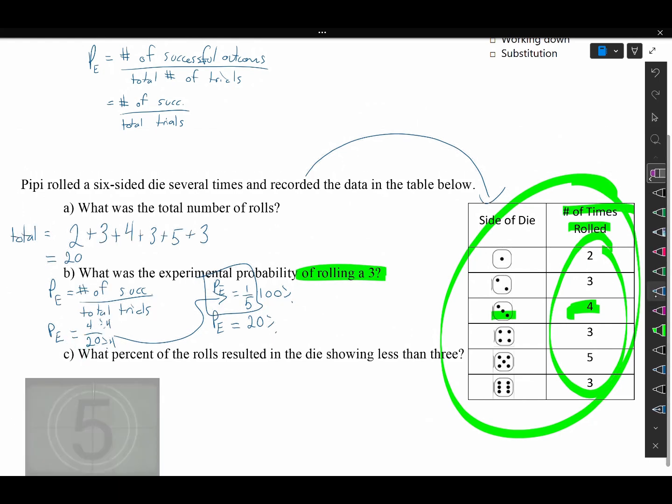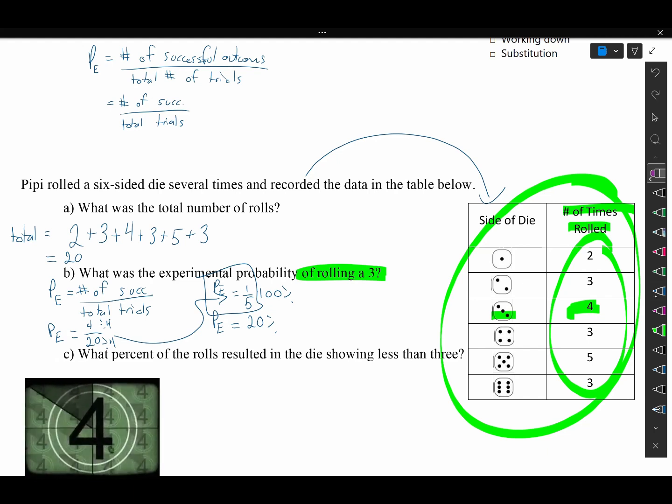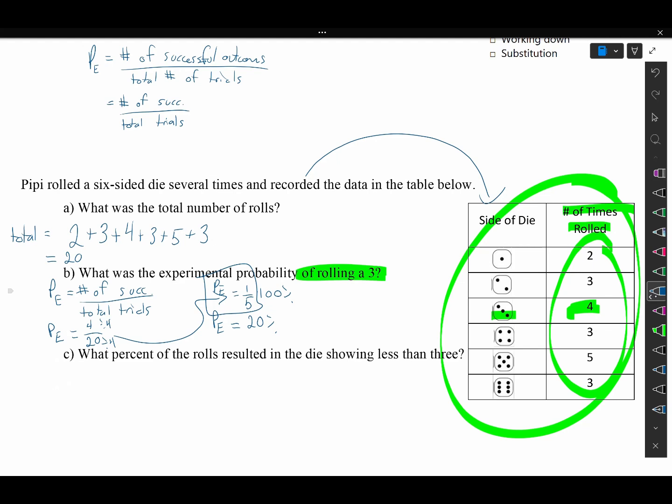Now, again, I encourage you, try and pause the video here before trying out part C. If you feel like you can handle it, jump right in. You've already seen us perform a calculation once. See how you do. We're working right here again. So we're looking at a percentage of the rolls resulted in the die showing less than a 3. What they're really describing there is an experimental probability.